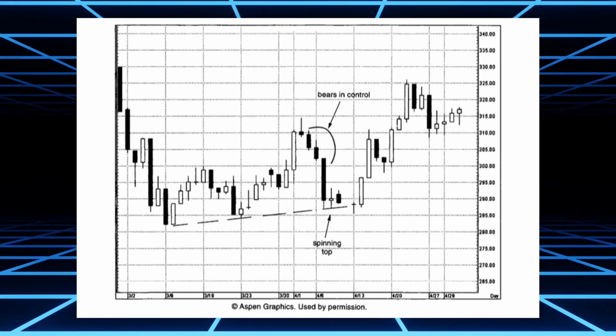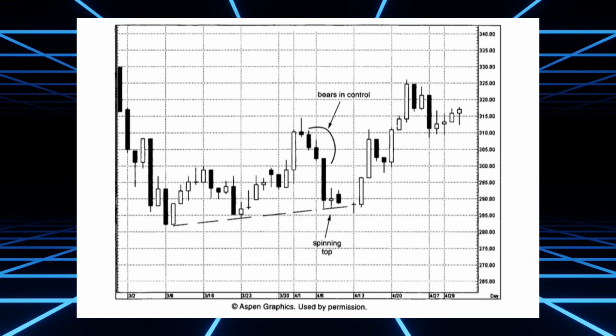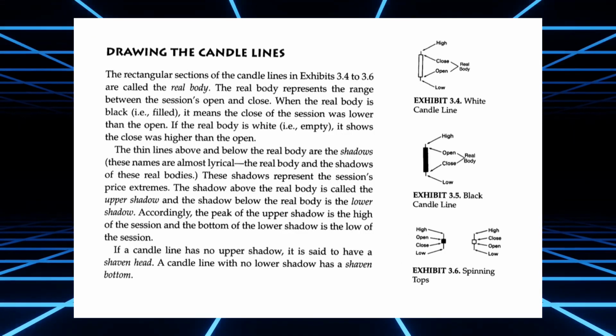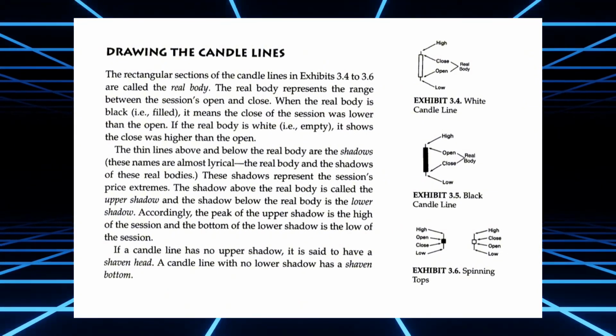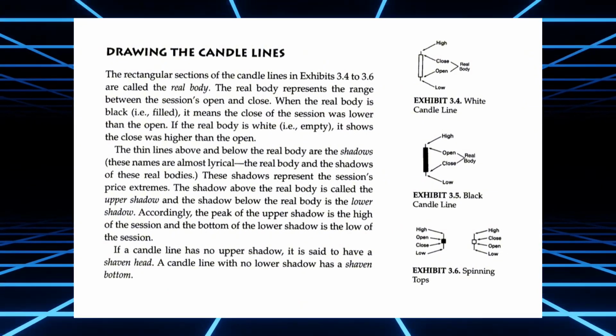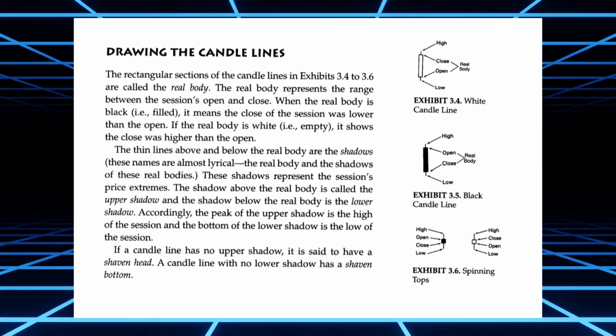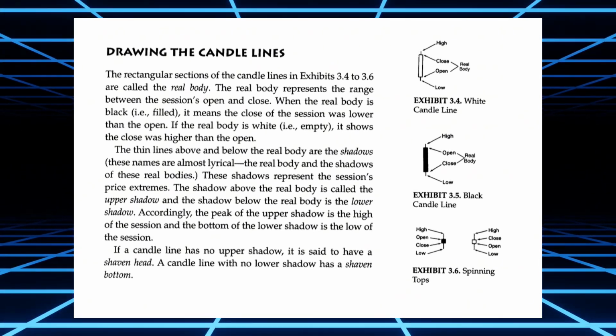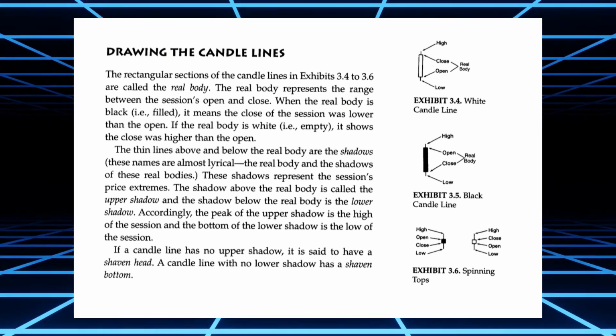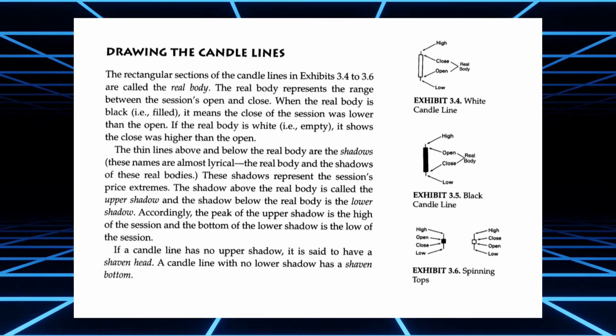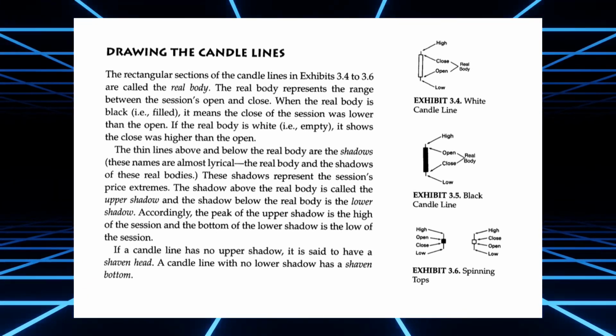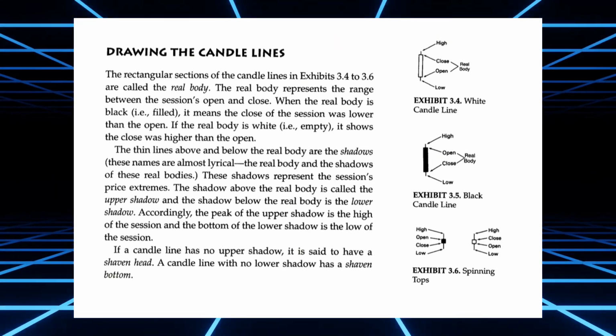And the thin lines above the rectangular boxes are called shadows. So the thin line on top of the box is called the upper shadow, and the thin line at the bottom of the box is called the lower shadow. If there's no line at the top of the box, they call that a shaven head. And if there's no line at the bottom of the box, they call that a shaven bottom.